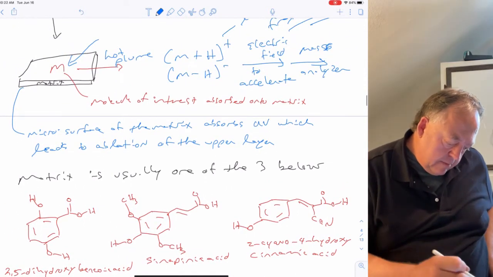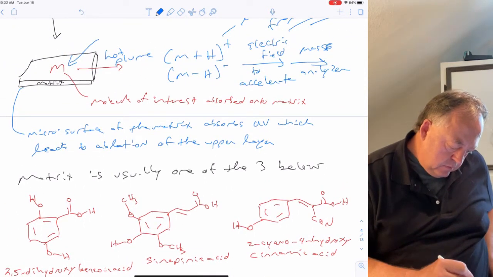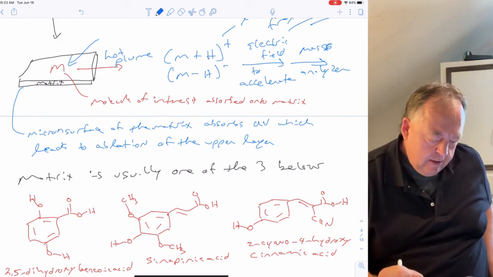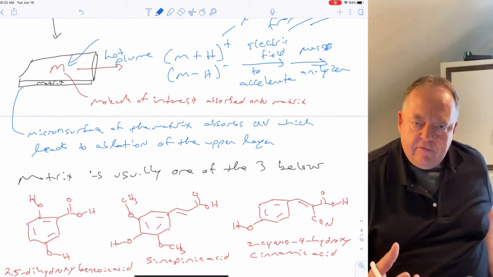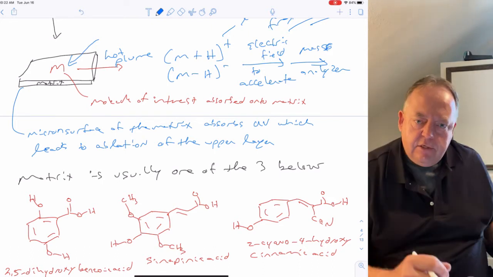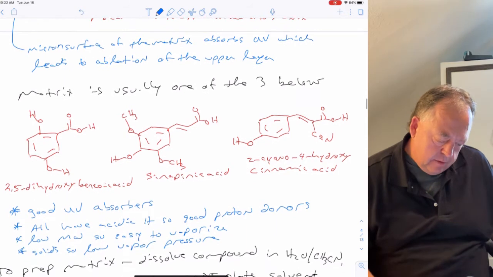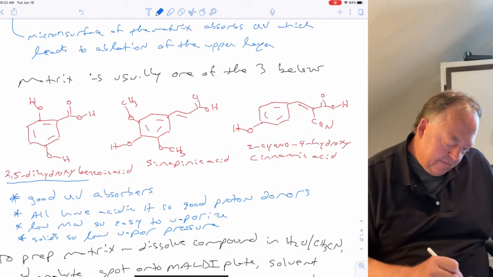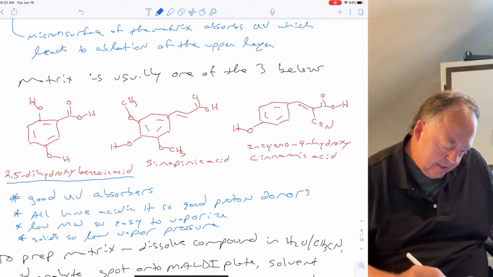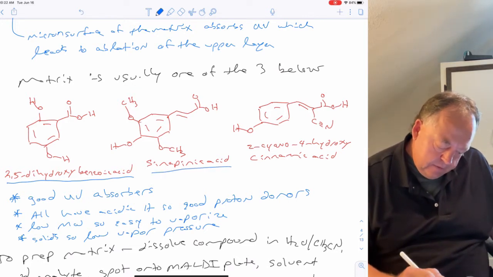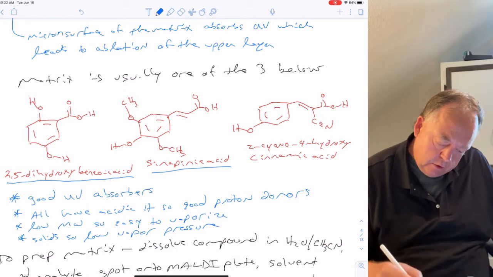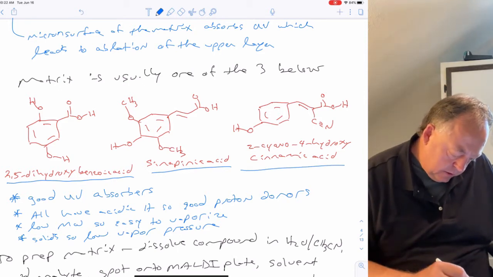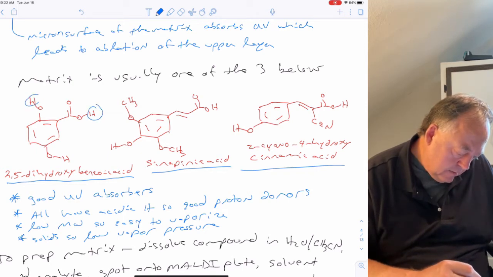Okay, so basically the matrix, you have a micron surface of the matrix that absorbs UV, and that leads to ablation of the upper layer, and then that gets ejected into the gas phase. So the matrix is usually one of these three molecules below. 2,5-dihydroxybenzoic acid, or sinapinic acid, or 2-cyano-4-hydroxycinnamic acid. So all of these have something in common. They have acidic hydrogens.